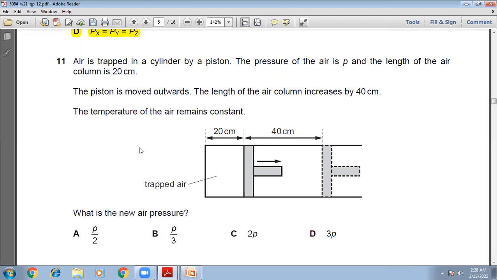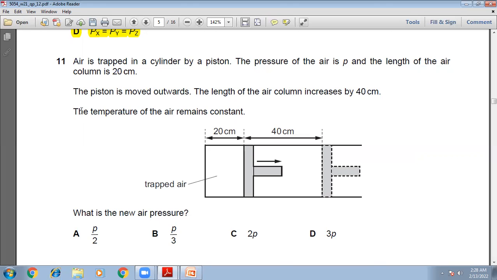We are talking about air, which is a gas, and we are saying that the temperature does not change. We have changed the volume, so Boyle's law will be applicable. According to Boyle's law, P1 V1 equals P2 V2. Pressure and volume are inversely proportional to each other, so the product of the pressure and the volume remains constant. That's why we use the formula P1 V1 equals P2 V2.